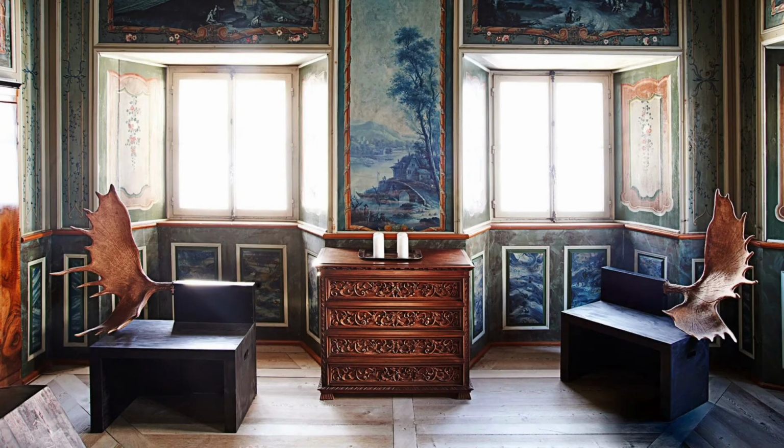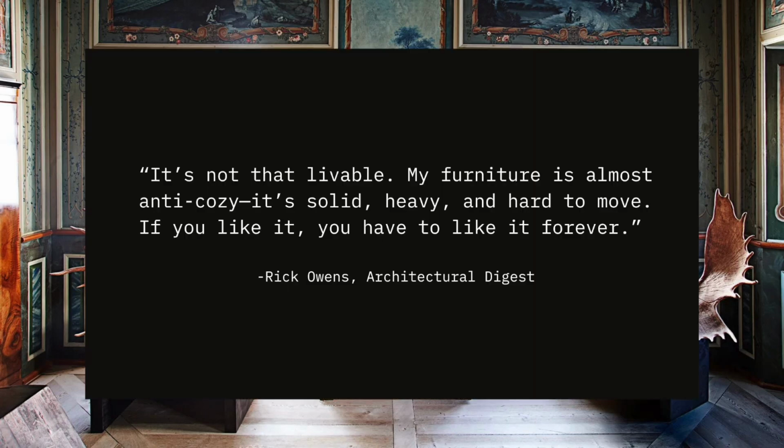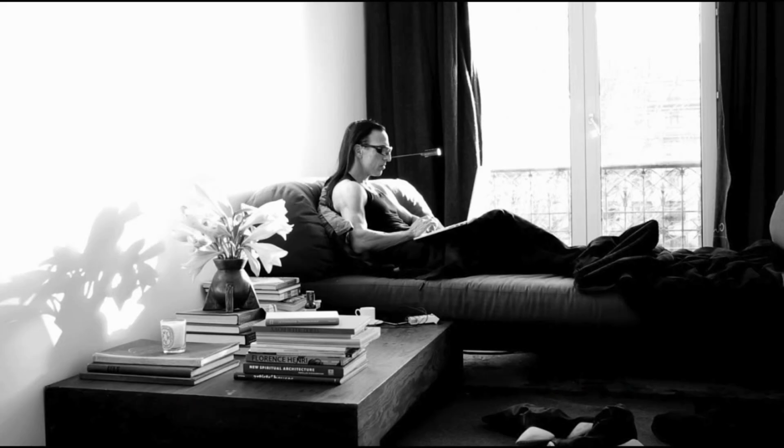Wow. When Architectural Digest asked Owens, "How do you make your pieces livable?" he said, "It's not that livable. My furniture is almost anti-cozy. It's solid, heavy, and hard to move. If you like it, you have to like it forever." It's not everyone's cup of tea, but it certainly is Owens.